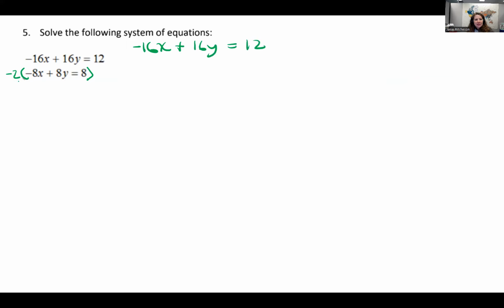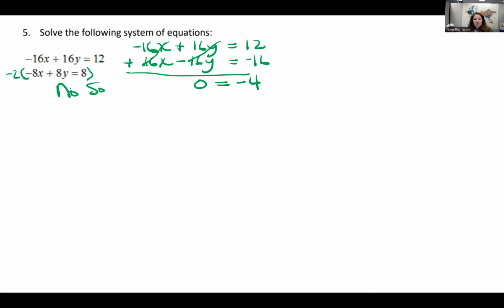When I distribute a negative 2 times negative 8 is positive 16. Negative 2 times 8y is negative 16. And negative 2 times 8 is negative 16. So what happens on the left side? Well, my x's cancel, and so do my y's. So I end up with 0 on the left side, but I don't end up with 0 over here. I end up with negative 4. So since this is not true, that means there is no solution.